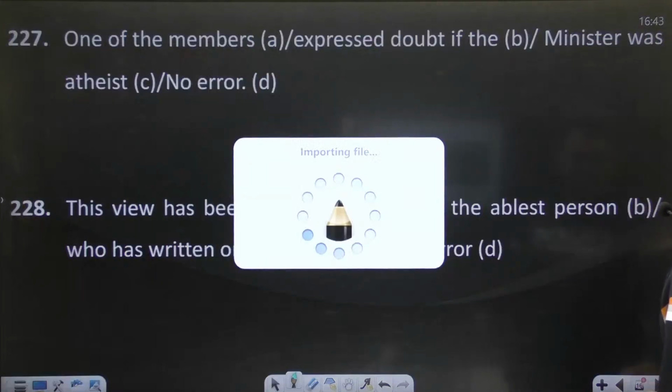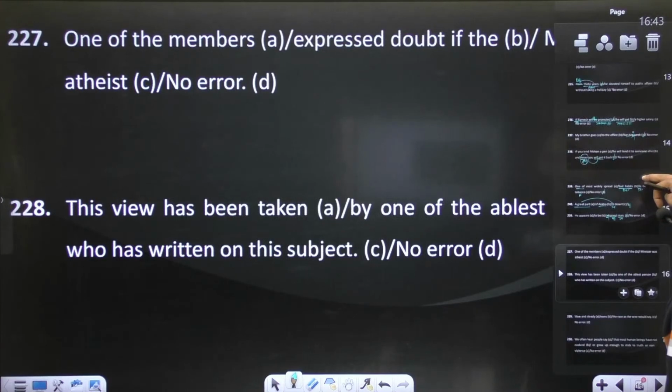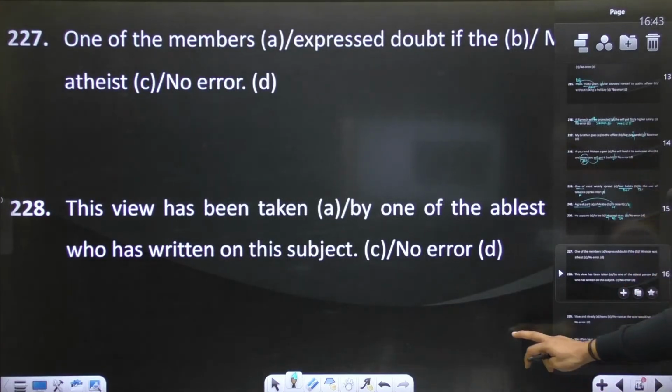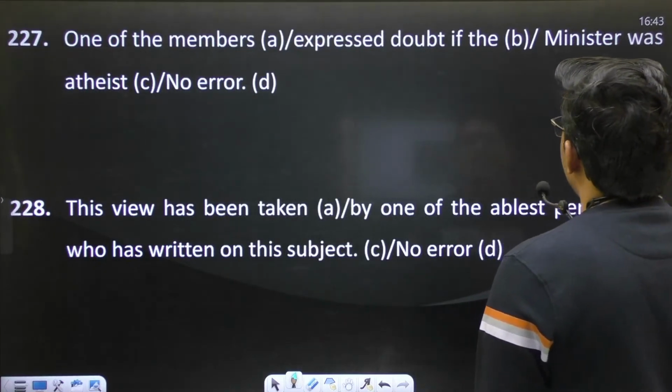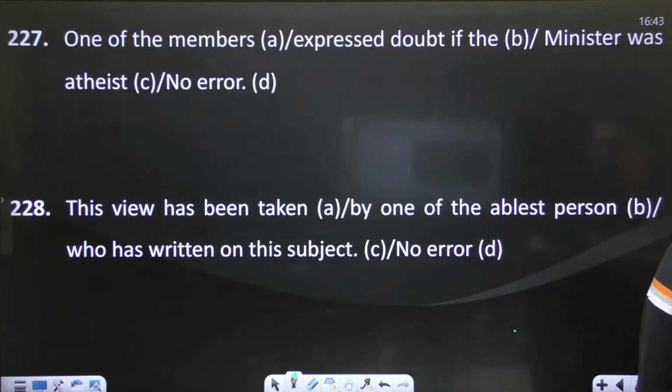Okay, next sentence. One of the members expressed doubt if the minister was a theist. What do you think of this sentence?